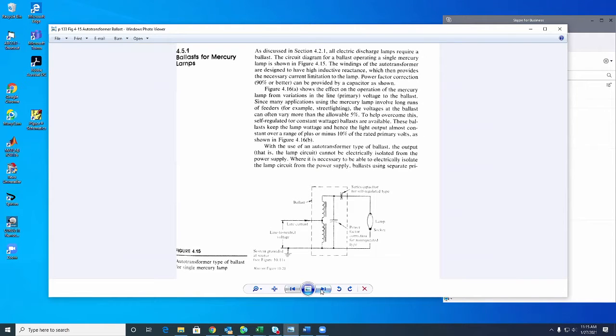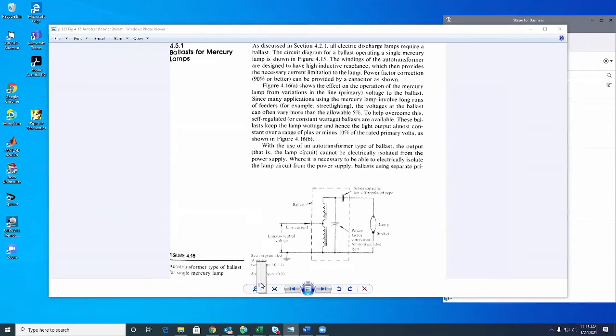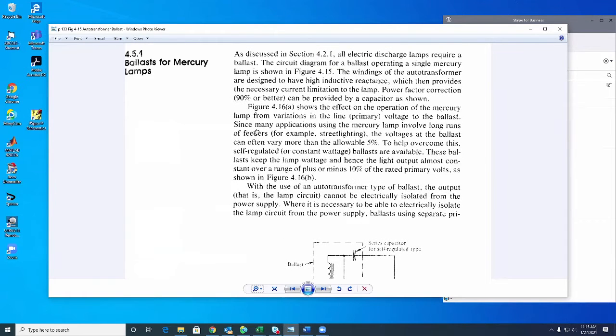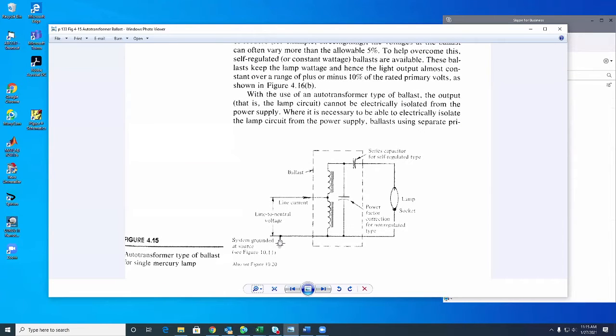Now, the special ones are called mercury lamps, all right? So there is this kind of high intensity lamps, HID. Those are the lamps used in public outdoor spaces, such as parking lots, streets. So those lamps are powerful. Okay, they need a power factor correction.